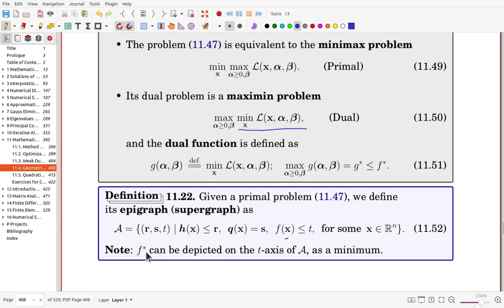Now, F star can be obtained through the minimization when r is 0 and s is 0. That means if it is (0, 0, t), then it's a kind of t-axis. So F star can be depicted geometrically on the t-axis of the epigraph as a minimum. We'll see details.